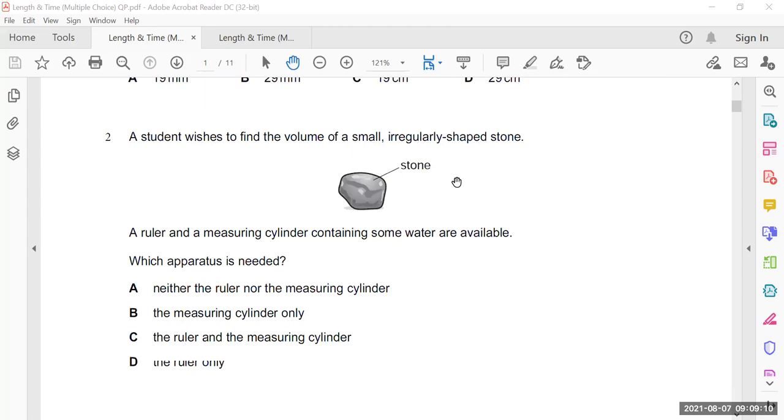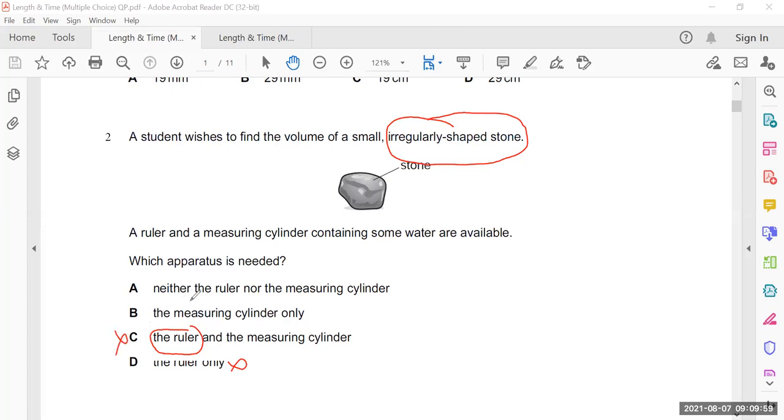Now in question number two, a student wants to find the volume of a small irregularly shaped stone. A ruler and a measuring cylinder containing some water are available. Which apparatus is needed? First, remember, children, this is an irregularly shaped object. So whenever you find the ruler in the options, you can't use the ruler because it's an irregularly shaped object. You can't measure the dimension with the scale. Ruler only, this option is wrong. The option C is wrong.